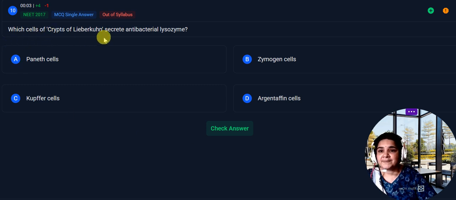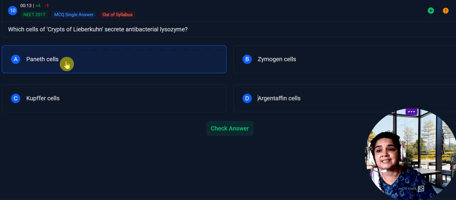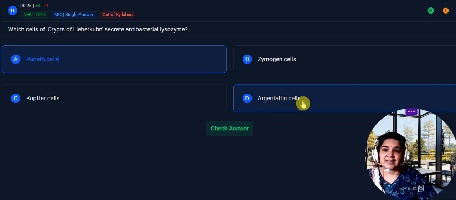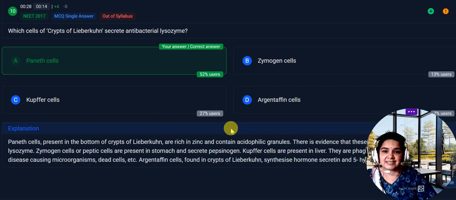Which cells of the crypts of Lieberkuhn secrete antibacterial lysozyme? So this antibacterial lysozyme is secreted by the cells which are called Paneth cells. And zymogen cells are the oxyntic cells, whereas Kupffer cells will be present in the liver. And argentaffin cells are not related to the digestive system. So the correct answer is Paneth cells.